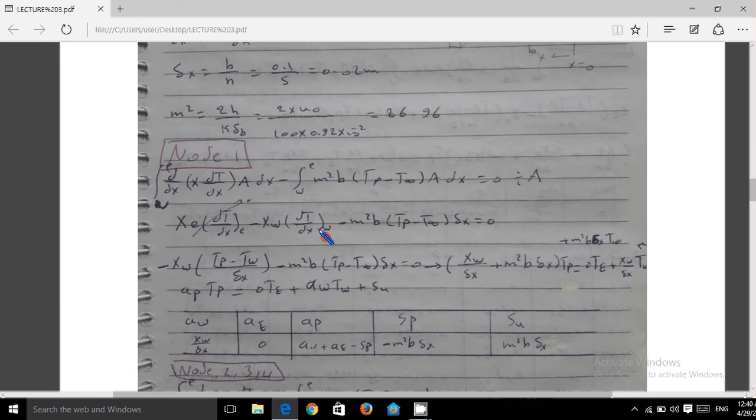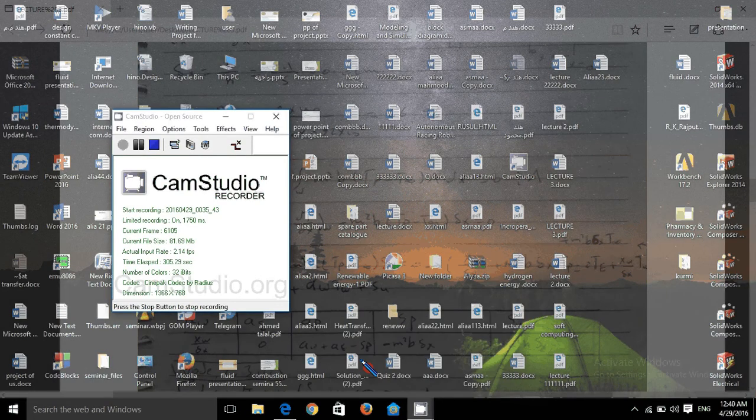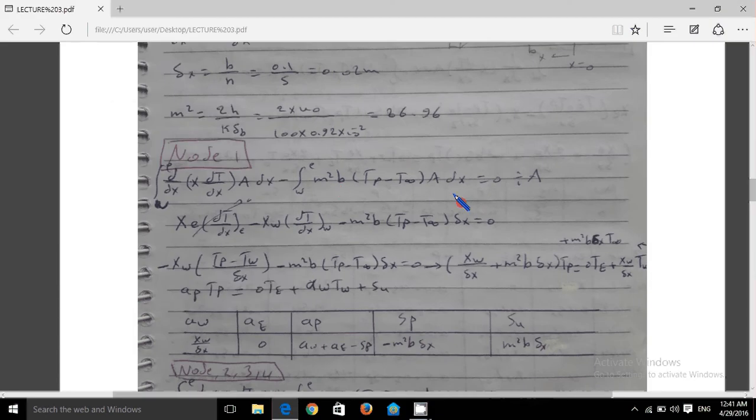And by substituting this, and by integrating dx to delta x equal to 0, I will substitute dT over dx on the west side, which is equal to (T_P minus T_west) over delta x, minus m squared b (T_P minus T infinity) delta x, is equal to 0.